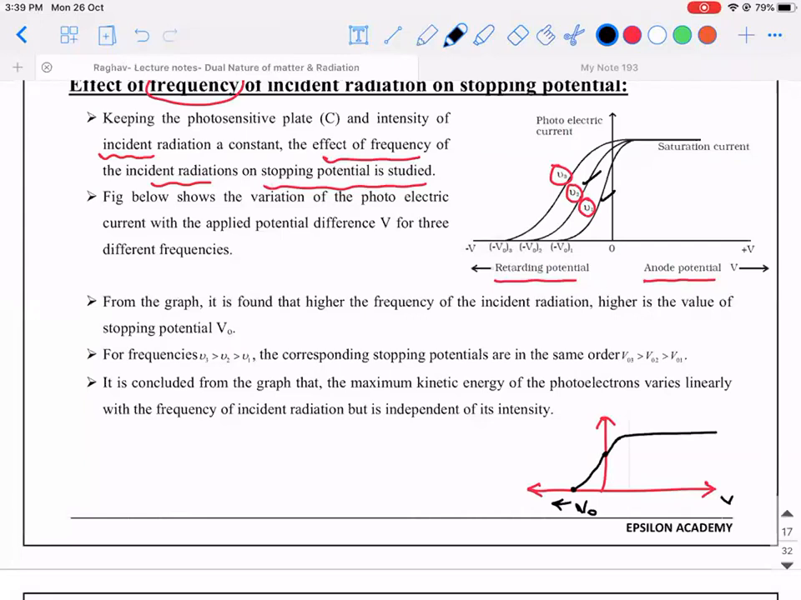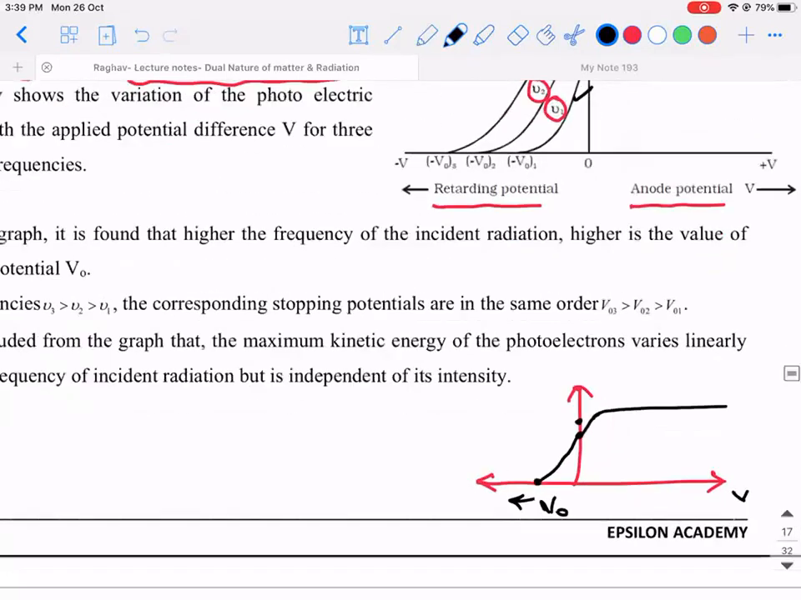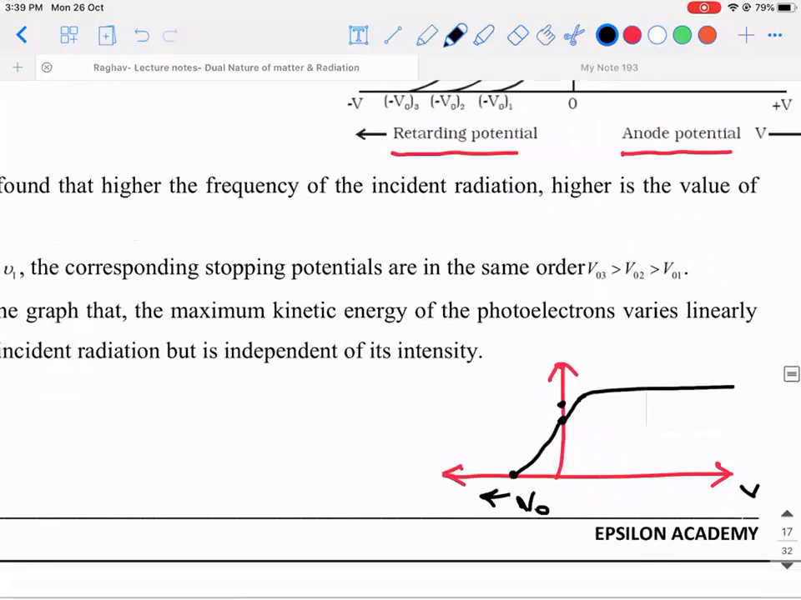I'm sorry, it's the reverse actually, because the wavelengths are reversed, right? So try to understand that we are going to use two different colors. That is the meaning of frequency being changed. When frequency is changed, what will happen is when you use a slightly higher frequency, the photoelectric current will also be slightly high compared to the initial value. Again, it will increase with the anode potential, then it will get saturated.